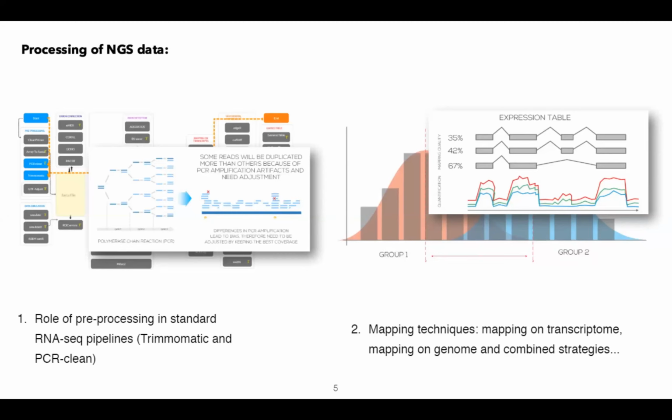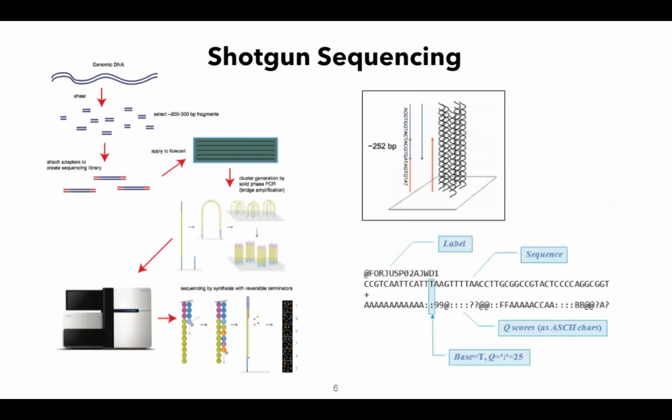And then what are the mapping techniques, like where to map it: is it to be on the transcriptome, or on the genome, or a combined strategy for both of them. That's what is covered in the mapping techniques. Both of these things are covered in transcriptomics 1 in detail, so kindly go ahead and look at what exactly the lecture says. The other thing is shotgun sequencing.